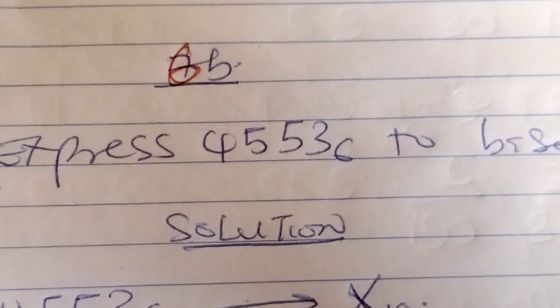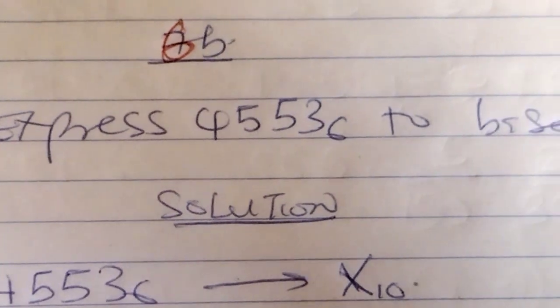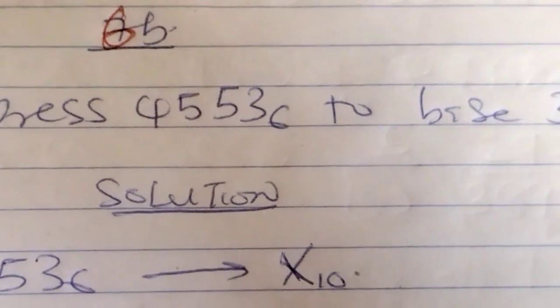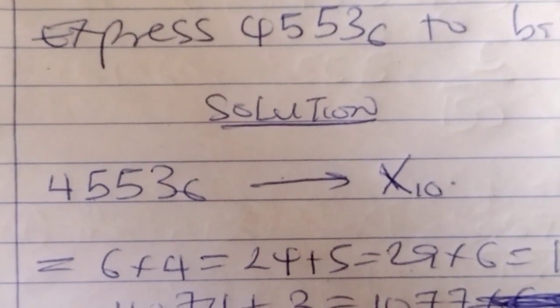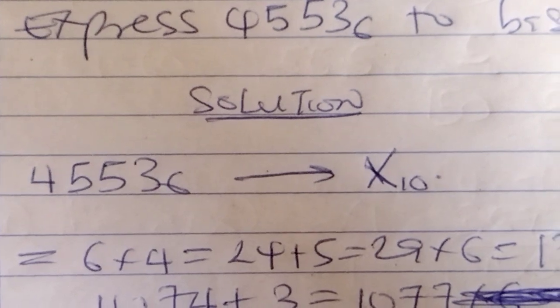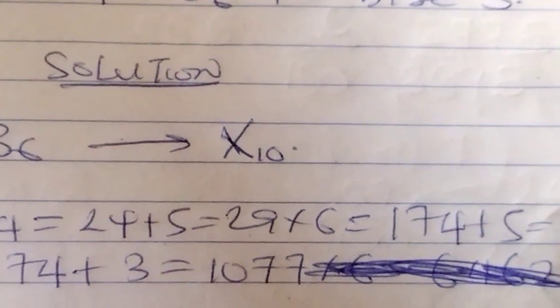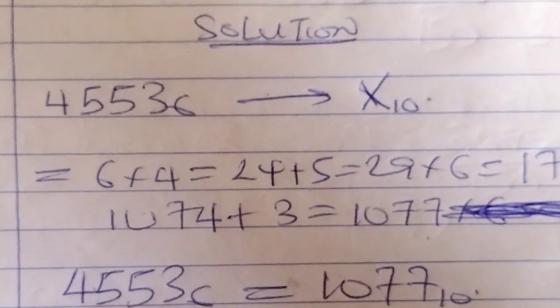We'll go to number 6b that says express 4553 base 6 to base 3. Solution, we'll first convert that number to base 10. So 4553 base 6 is, say, a number in base 10. We use the expansion method.